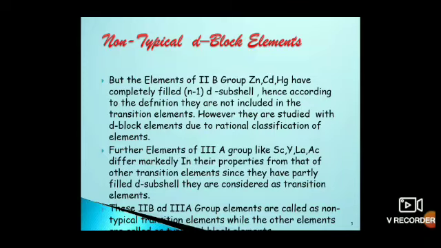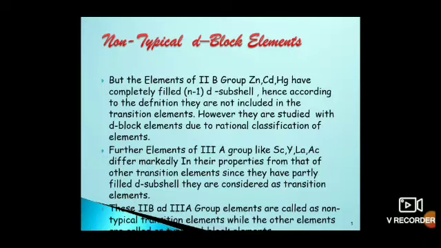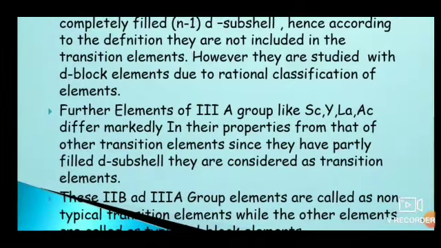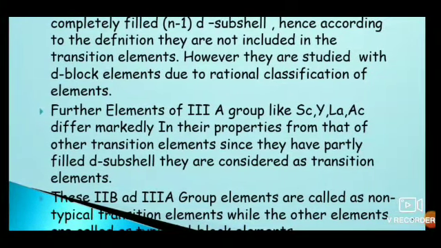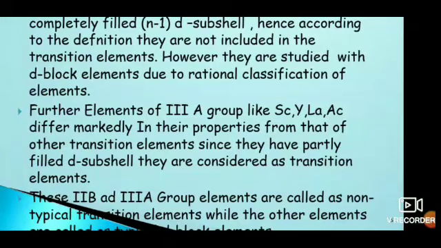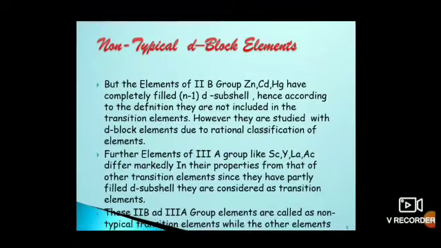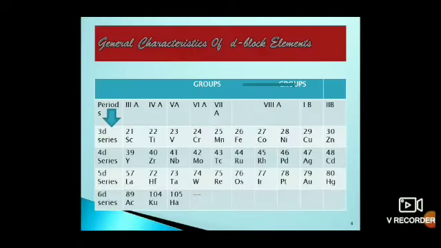Further, elements of 3A group like scandium, yttrium, lanthanum, actinium differ markedly in their properties from that of other transition elements. Since they have partly filled D subshell, they are considered as transition elements. These 2B and 3A group elements are called non-typical transition elements, while the other elements are called typical transition elements. So from this we can understand the difference between typical and non-typical D block elements.